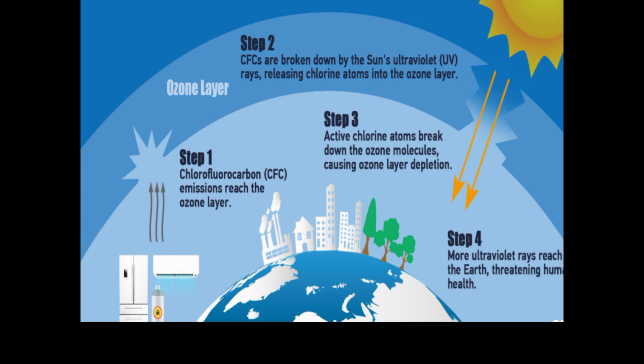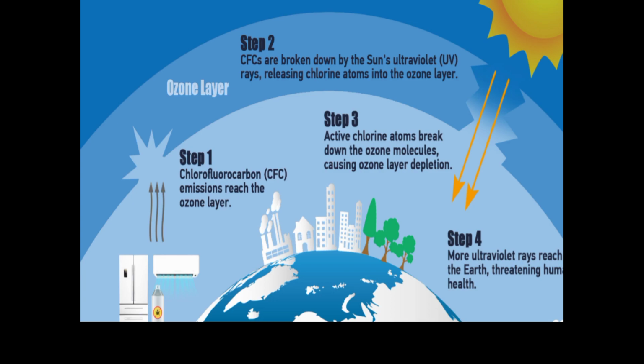And then when they get to the ozone layer, something else happens again. Step 2 says CFCs are broken down by the sun's ultraviolet rays, releasing chlorine atoms into the ozone layer. As you can see from the diagram, looking at the sun on the right side of the screen, there is a depletion of the ozone here because the CFCs have interacted with the ultraviolet radiation from the sun, and then chlorine atoms are released into the layer.